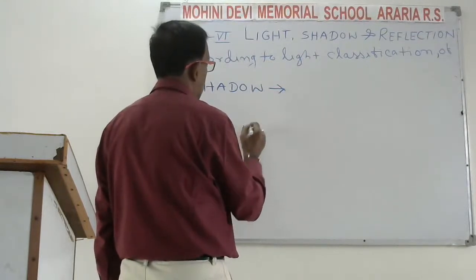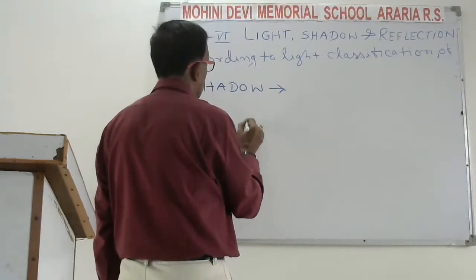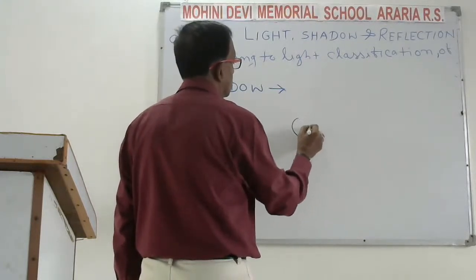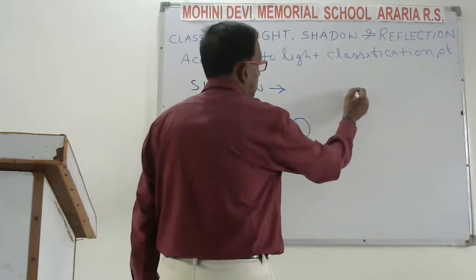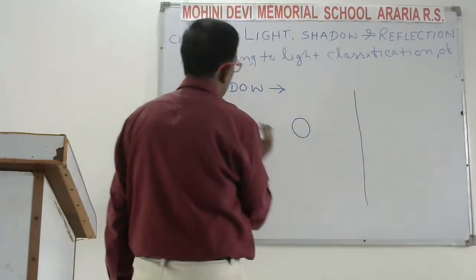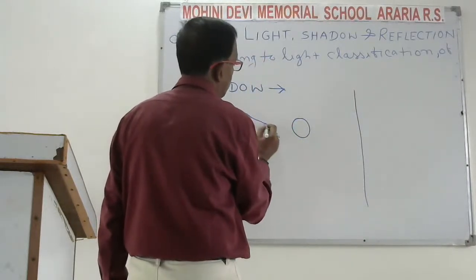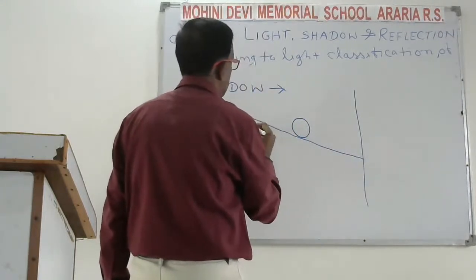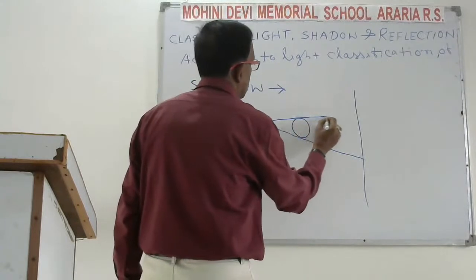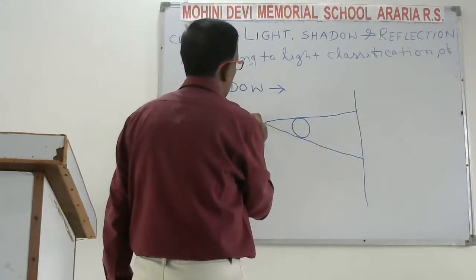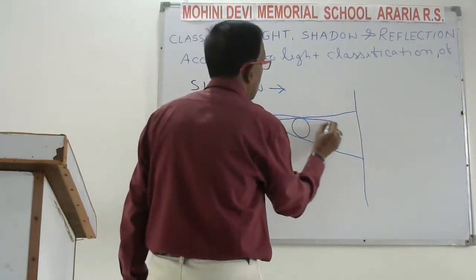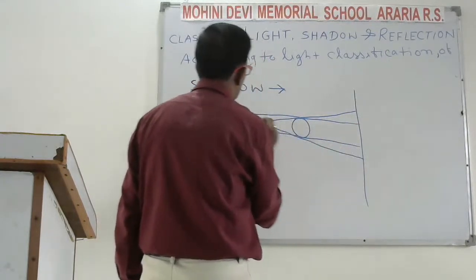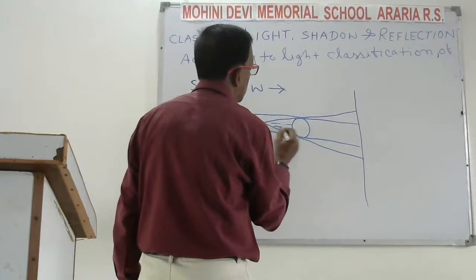Like this, if here is a candle and here is an opaque object, this ball, and here is a screen, and the light ray coming from the candle is like this, and another ray is passing like this, one ray is coming like this, the third ray, fourth ray is coming like this, and so many rays are falling on this.